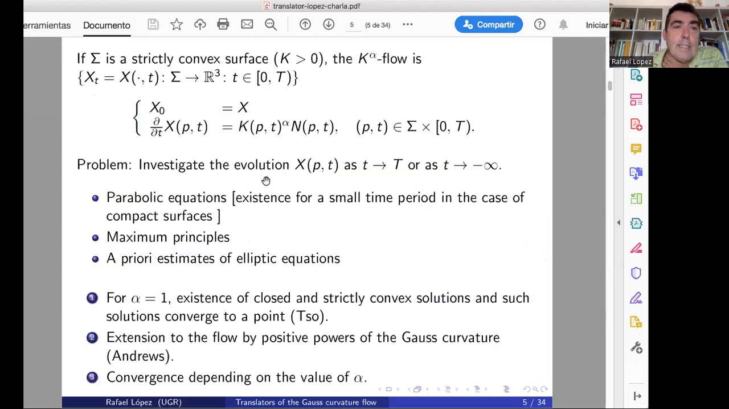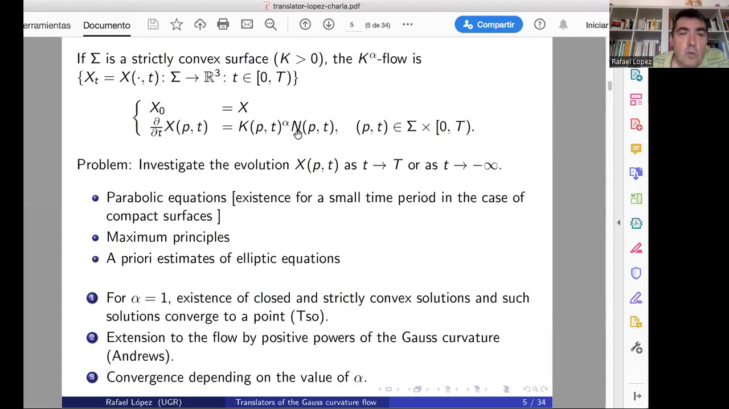In my case, the flow is by the Gauss curvature. Exactly, it's by the powers of the Gauss curvature. Then here, I replace the mean curvature by K^alpha, okay? I have to be honest, it's difficult for me to study this problem. Essentially for me it's because of the variable t. For this reason, I prefer to consider solitons of the flow, okay?